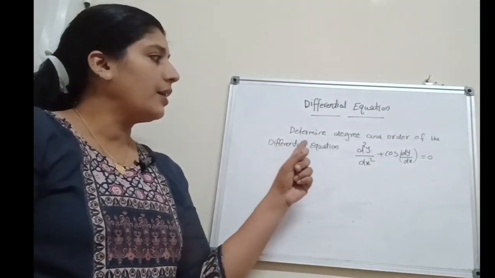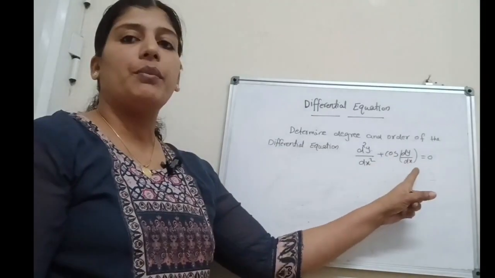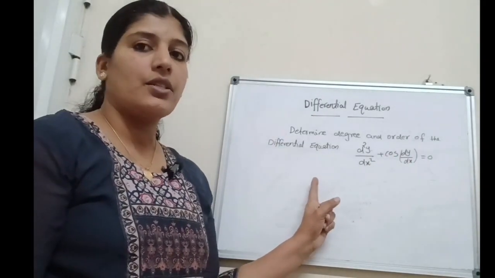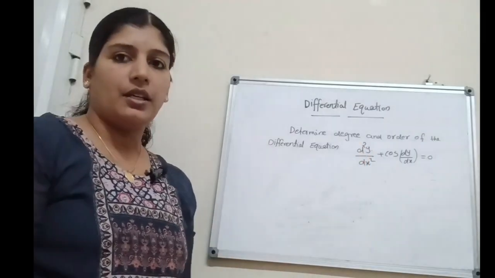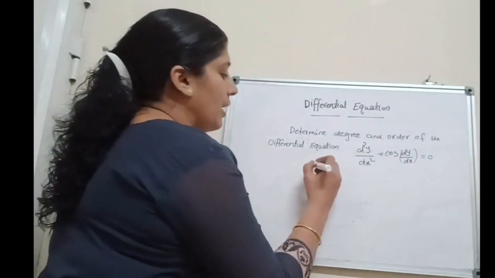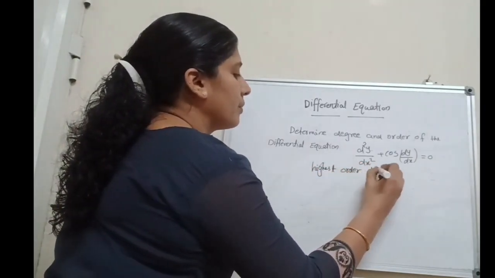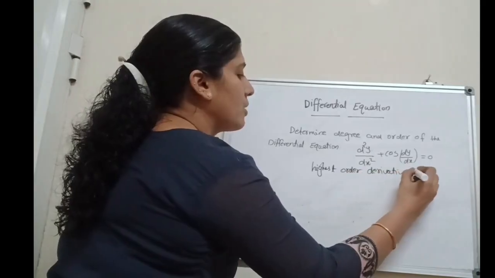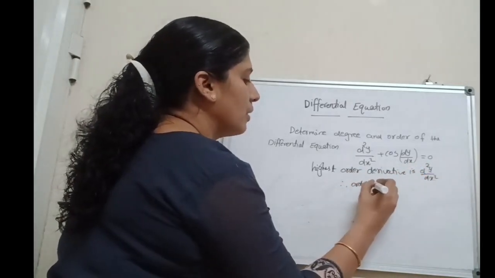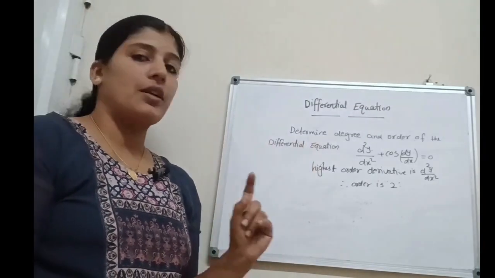Next question: determine the degree and order of the differential equation d square y by dx square plus cos of dy by dx equal to 0. In this differential equation, the highest order derivative is d square y by dx square. Therefore, the order of this differential equation is 2. Next, we have to find the degree of this differential equation.